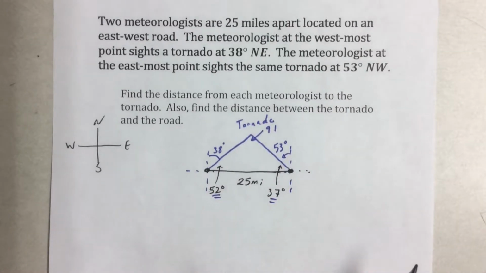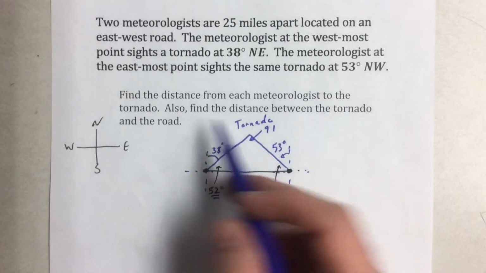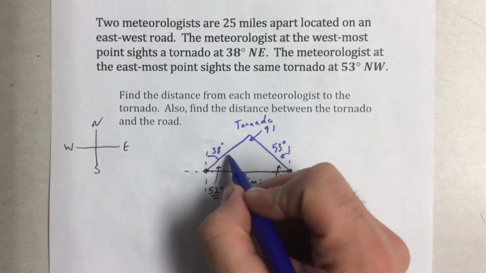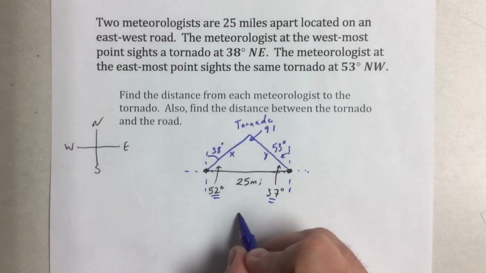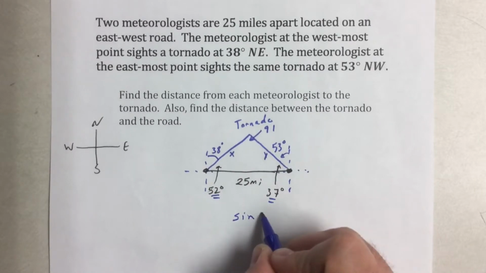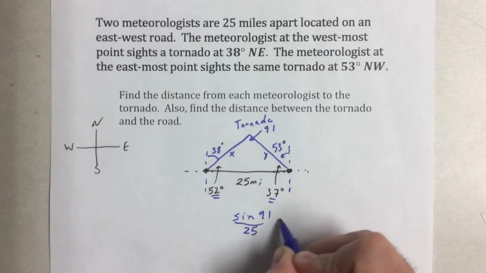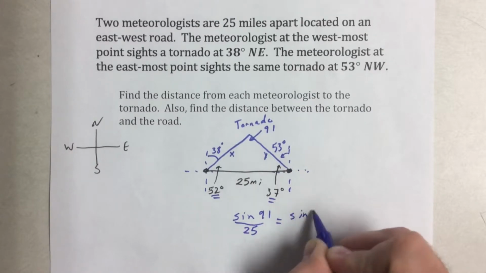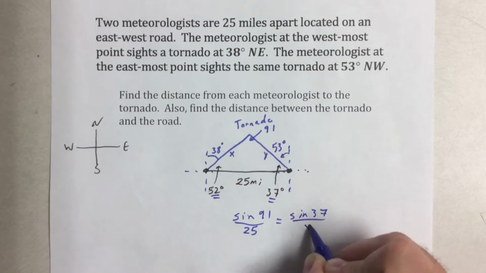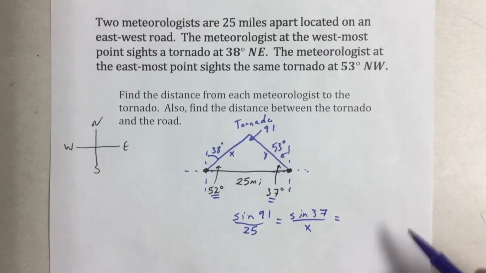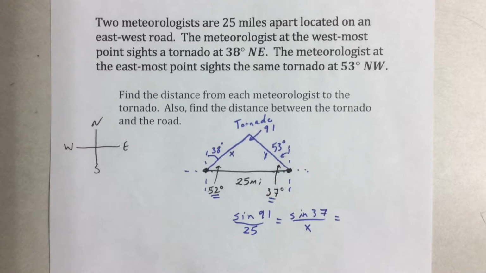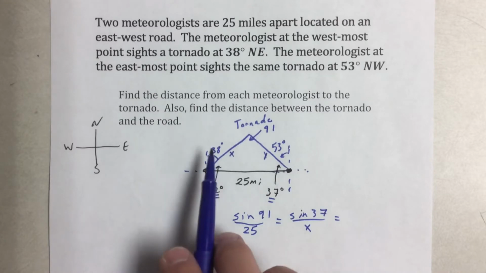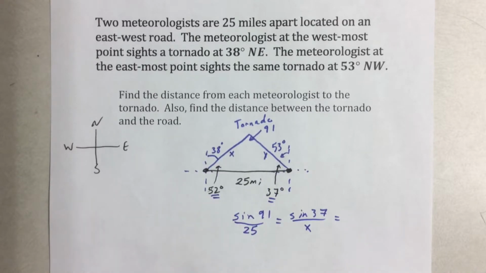So you can set it up from there. So the setup, we want to find the distance from each meteorologist. So we're going to find two answers, but to find an answer for one of them, sine of 91 has to be paired with 25, sine of 37 with x. And in the previous problem, I showed you how you can just write the other fraction beside it and go from there. All right, not that bad. Just knowing that the bearings that we're given are not actually within the triangle. On to the last one.